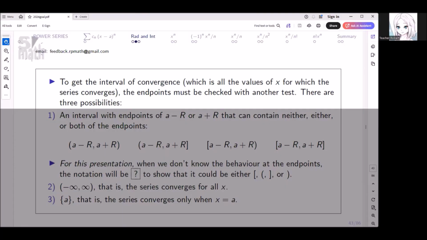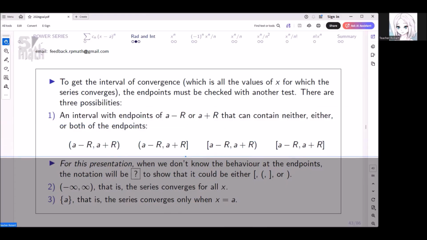To get the interval of convergence, which is all the values of x for which the series converges, the endpoints must be checked with another test. There are 3 possibilities: an interval with endpoints a minus R and a plus R that can contain neither, either, or both endpoints here.